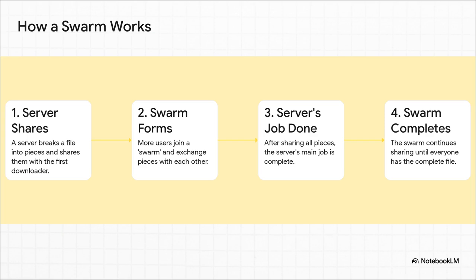Here's how the swarm works. Picture it like a group of people putting together a giant puzzle. The main server starts by giving the first person a few pieces. Then, as more people show up, they all start trading the pieces they have with each other. Pretty soon, the whole community is working together to find the pieces they need. And the original server? Its job is done. It can just step back. That's the beauty of BitTorrent. Everyone who downloads is also uploading, turning the entire group into one giant, super efficient, decentralized server.